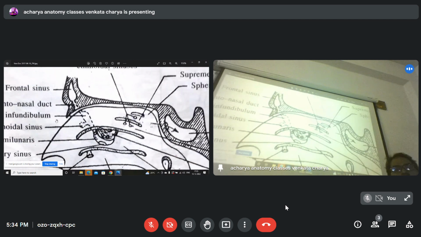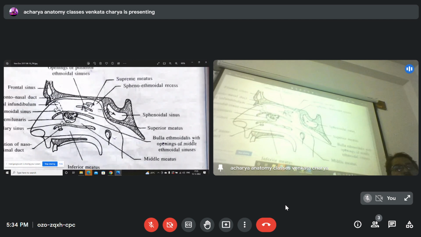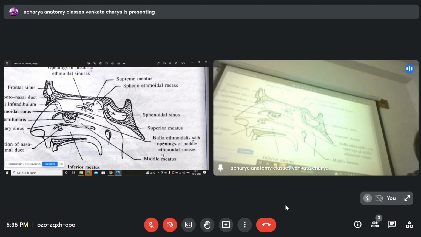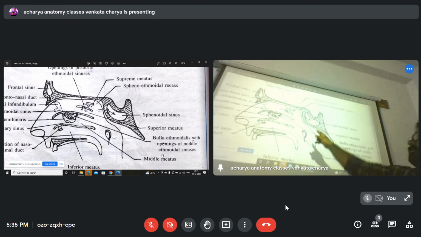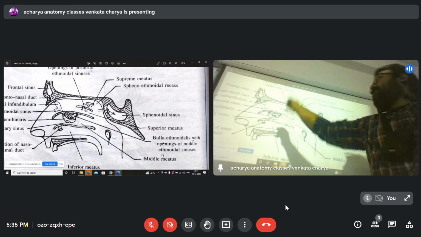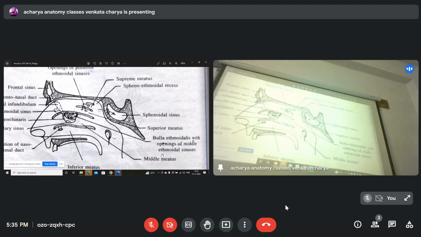First, the bulla ethmoidalis. In the bulla ethmoidalis, there is an opening of the middle ethmoidal air sinuses. Middle ethmoidal air sinuses open into the bulla ethmoidalis. Next.